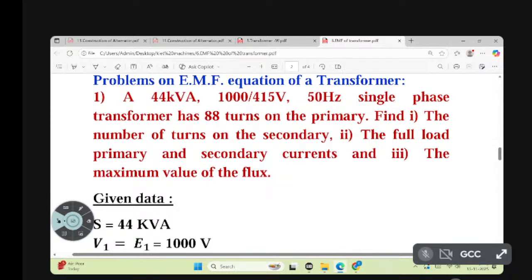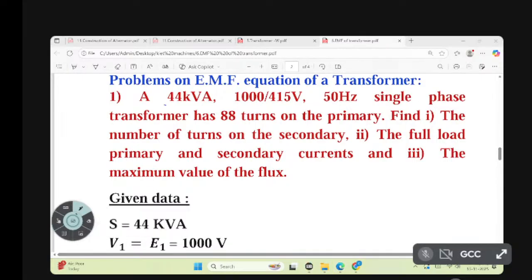Write down the given data. First you write down the given data. If you don't know the problem, you don't know the formula. What are the available parameters in the question? So this is P. 44 kVA, that is power. So in the transformer, P1 is equal to P2, which is equal to V1 I1, equal to V2 I2, equal to 44 kVA. K means kilo, 10 to the power of 3 VA.